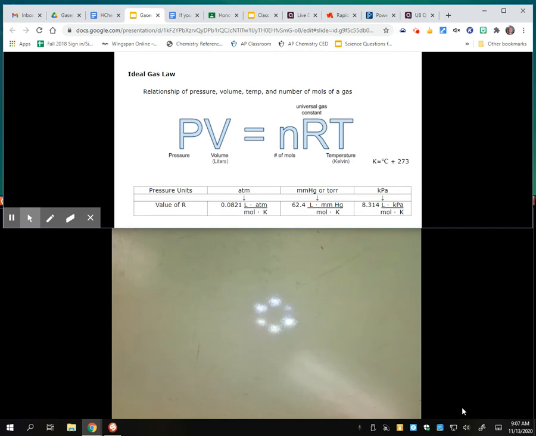So if you see a gas law problem that has moles or grams or is asking about the amount of the gas, it's more than likely you're going to have to use the ideal gas law. That's something to remember when you're deciding which gas law to use: if it mentions the amount of a gas, it's probably the ideal gas law.